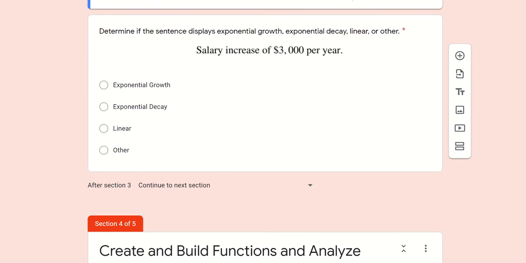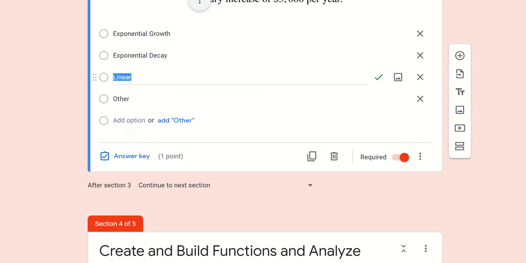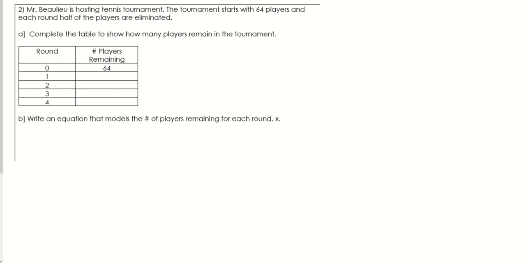And the last one, salary increase of $3,000 per year. So every year I'm getting $3,000, the same amount. So that is a constant rate of change, which means it is linear. And that is the end of section 1. All right, so moving on to problem number 2.